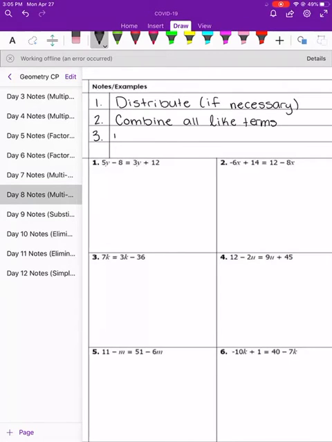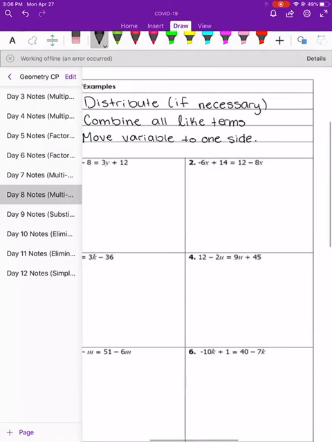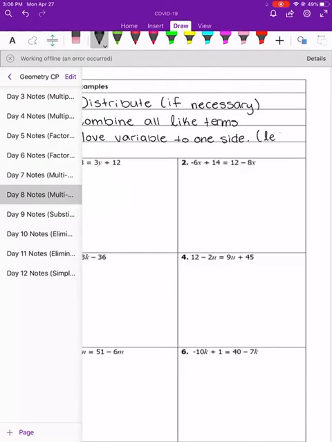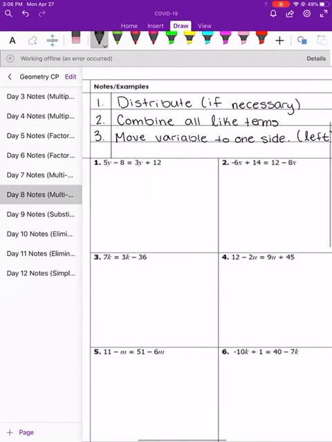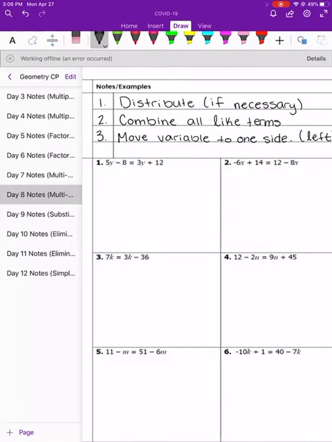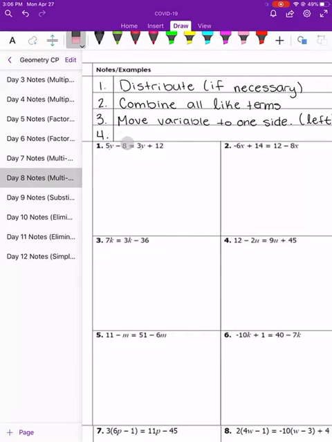Step 3 is move variables to one side. I am going to do the left side always just to keep it consistent. You do not have to do that. You can do left or right. Sometimes people prefer to keep their variable positive the whole way through, and that's completely fine. Just to stay consistent though, I am going to do it all on the left. And step 4 is going to be to solve for the variable.